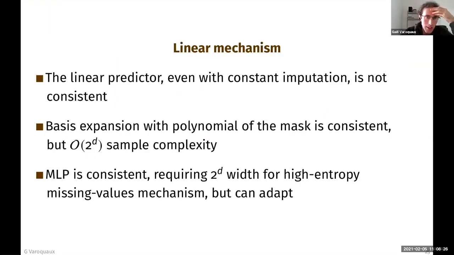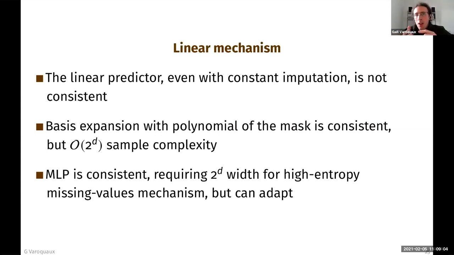Okay, so to summarize this part, the linear predictor, even if we do constant imputation and even if we optimize the constant, is not consistent. So if we go back to our previous result that tells us that constant imputation works, yes, constant imputation works, but only if we have a very rich predictor. Even in linear data generating settings, a linear predictor with constant imputation will not work asymptotically.